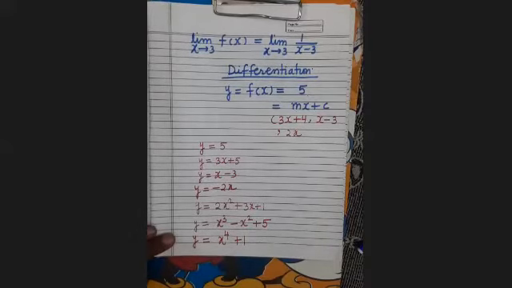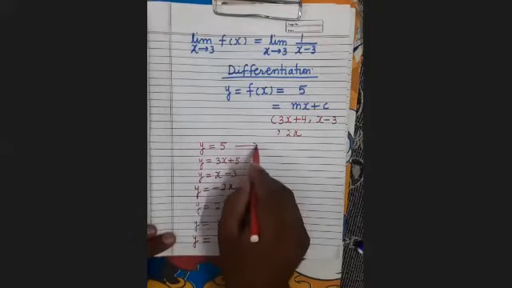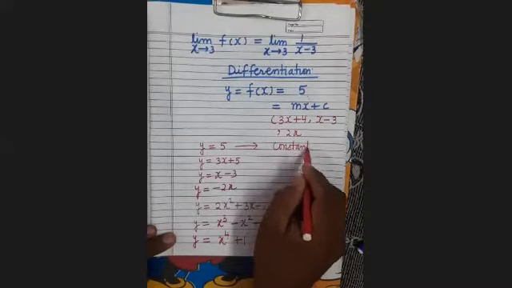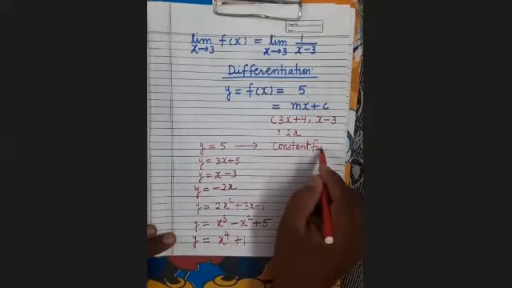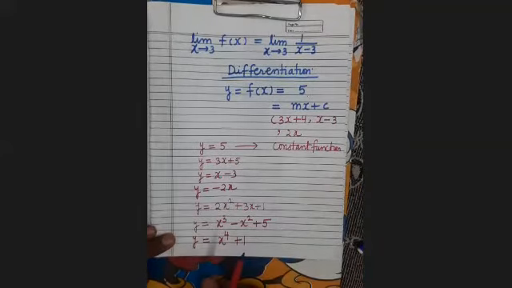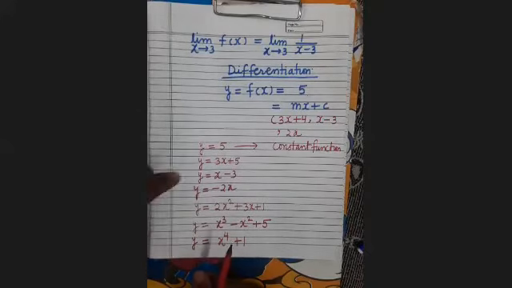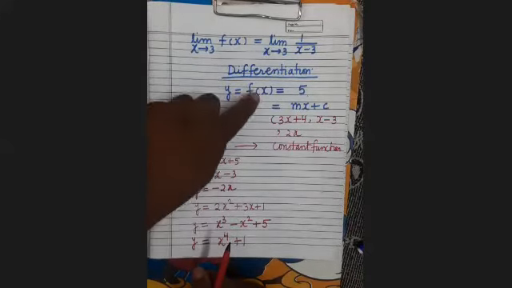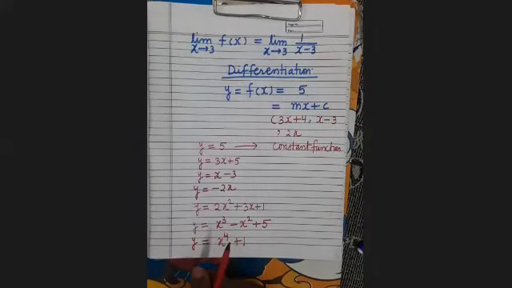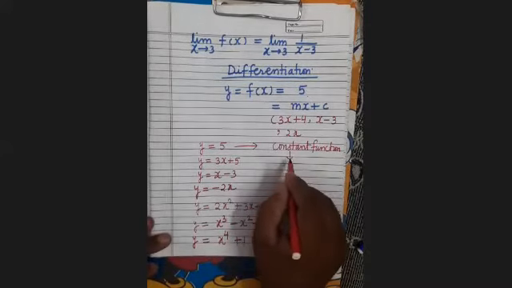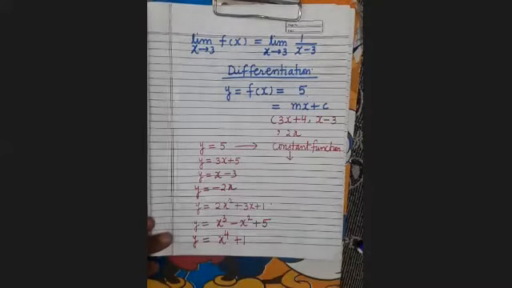Now see here, this function is called a constant function. What is the meaning of constant function? Constant function means the value of the function, the value of y, the value of f(x) will remain the same for every value of x. The value of the function does not change on changing the value of x.